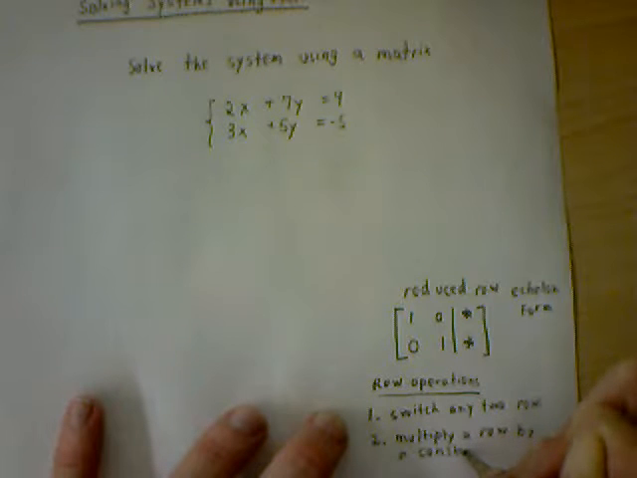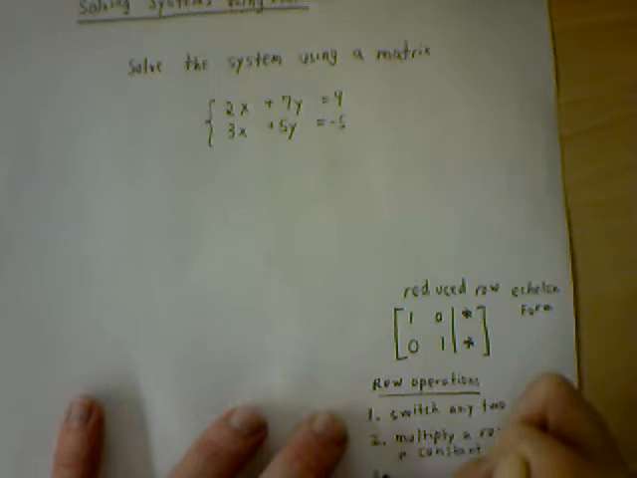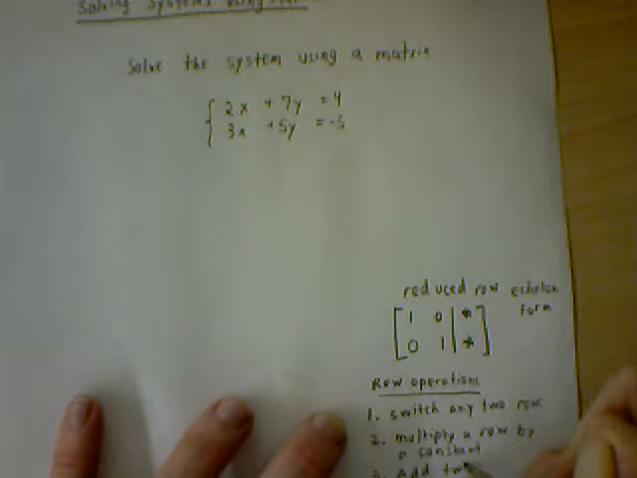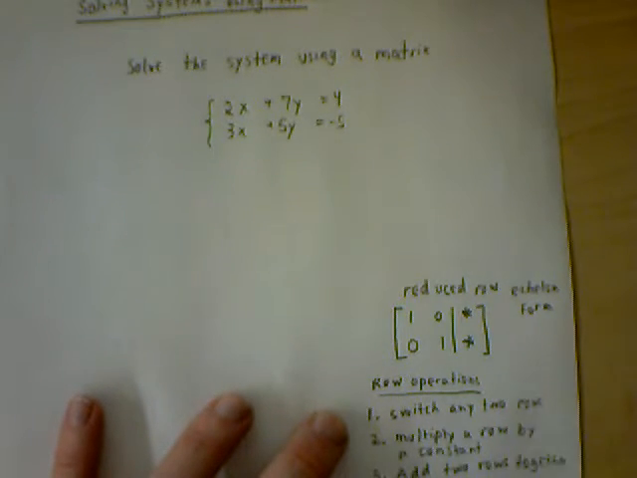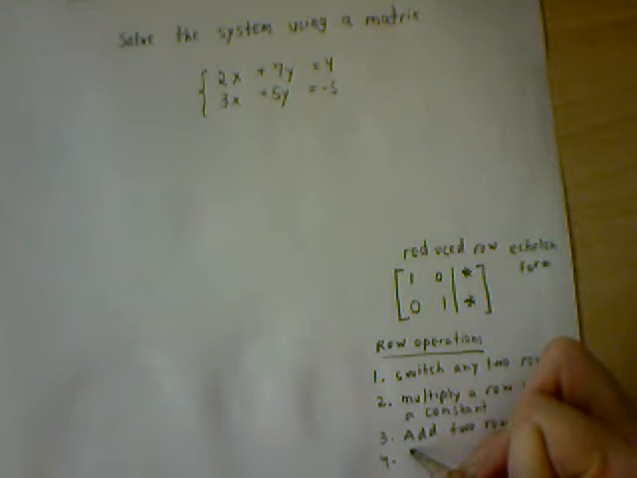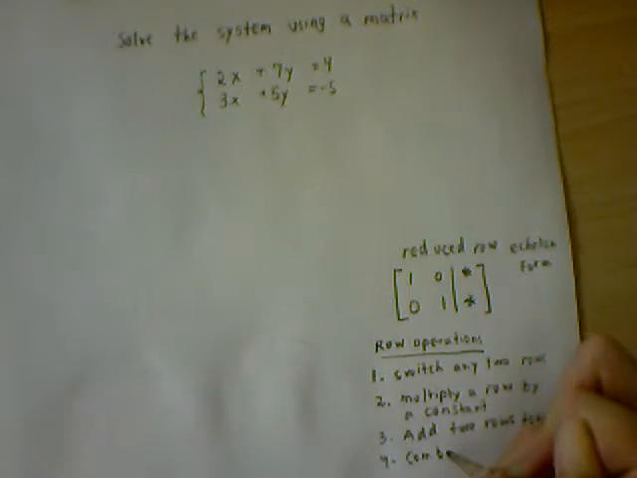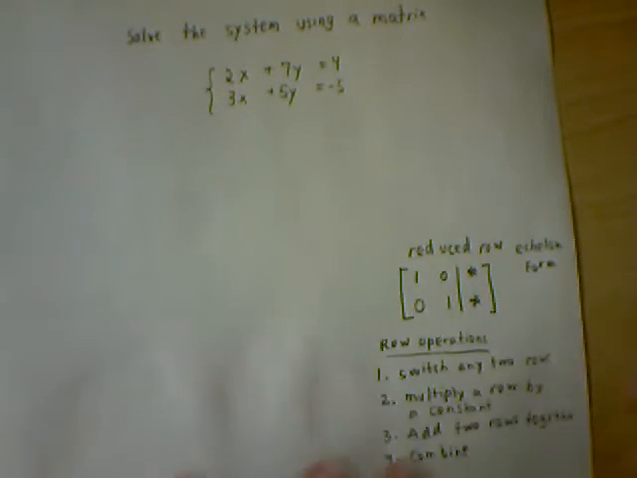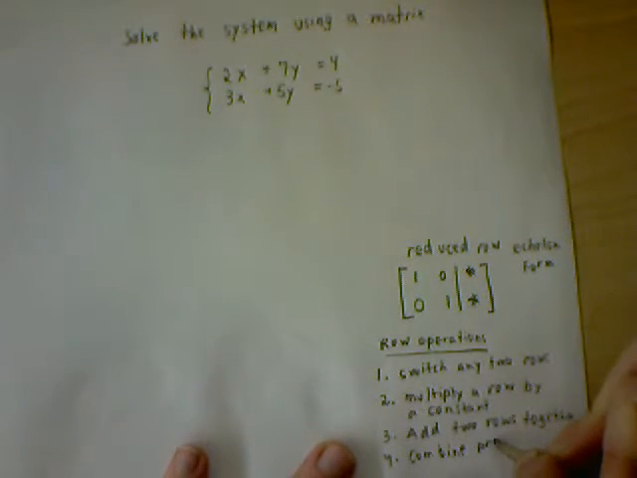Or 3. You can add any two rows together. You can also combine this sequence of operations, so combine any of the operations above. Let's go ahead and list the previous operations.